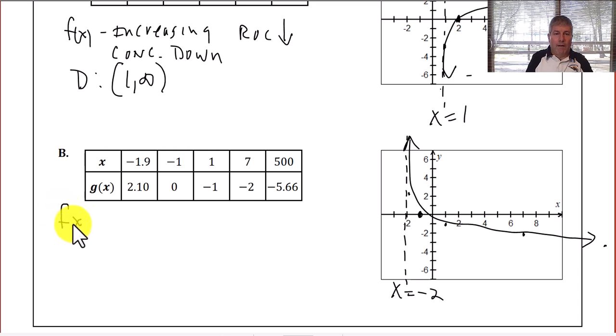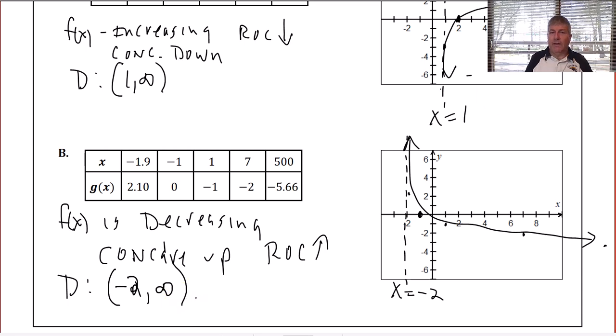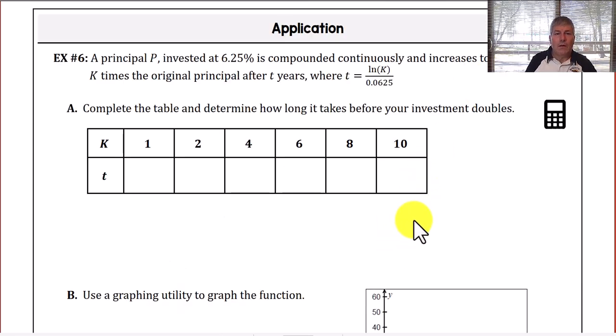So f of x is decreasing. Our graph is concave up. Our rate of change is increasing. It's still negative, but it's less and less negative. So rate of change is increasing, and our domain are all x's from negative 2 to infinity.